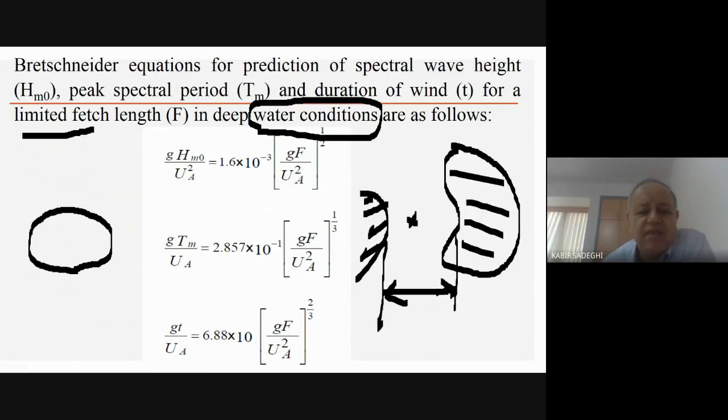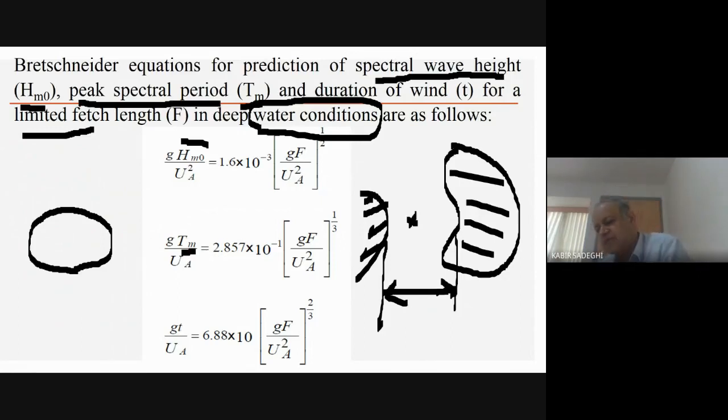Again, here you see that we find Hm0, which is called the spectral wave height, and we calculate Tm, which is the peak spectral period. You will see that they have a relation with Tm max, etc. 0.95, you see that. And you can find the wind duration.